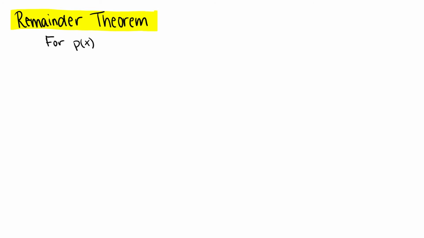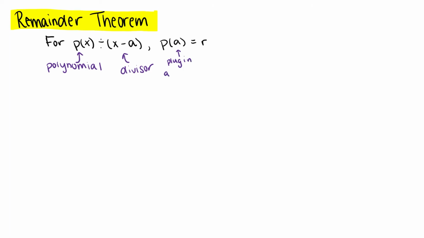As we've seen, when we're dividing polynomials, we may have a remainder. The remainder theorem tells us what the remainder of our polynomial will be, and it helps us check to make sure that our division is correct. The remainder theorem states, for p of x divided by x minus a, p of a equals r. P of x is our polynomial, x minus a is our divisor, p of a is just plugging in a for x, and r is the remainder of p of x divided by x minus a.